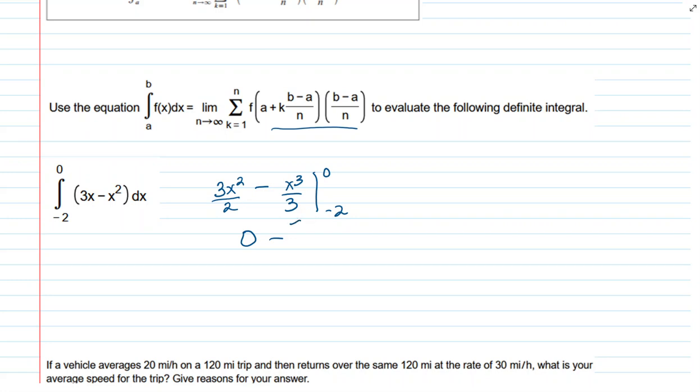Excuse me. And that would be 12 halves, which is 6, minus, and this is a cube, so it's a negative, it becomes a positive, and this is 8 thirds. When I do that, I'm going to have 18 and 8 thirds, and it's negative. And it didn't tell us area, so we don't have to put any units.